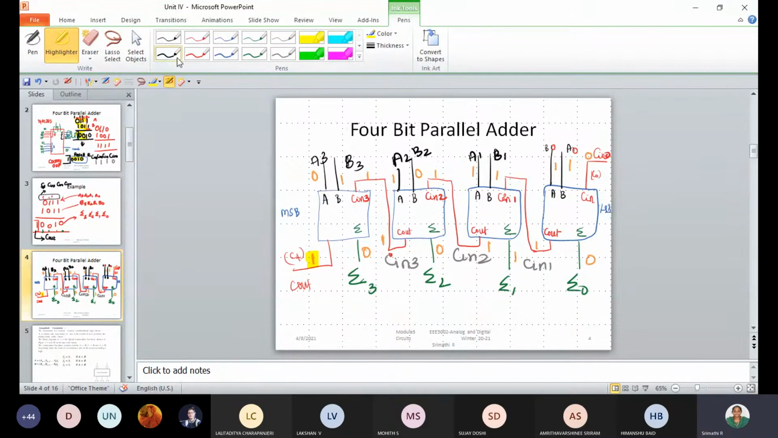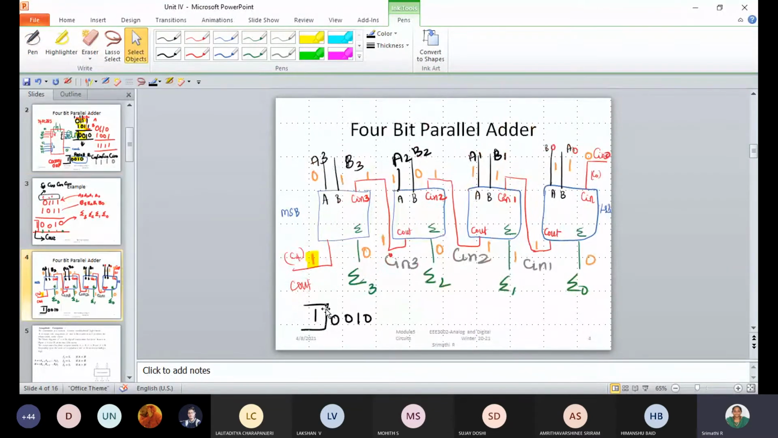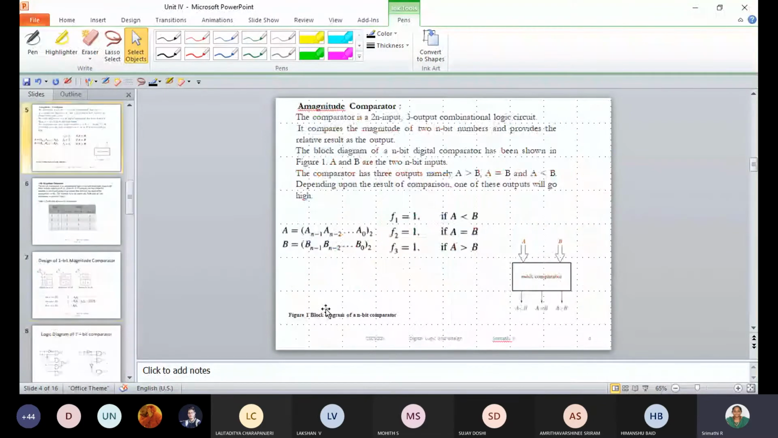Okay, next is your magnitude comparator. So what is a magnitude comparator? A magnitude comparator compares two bits, namely A and B. First let me take two examples. Let me take two bits A and B. It will compare and tell us which bit is greater or which bit is lesser, or both the bits are equal.